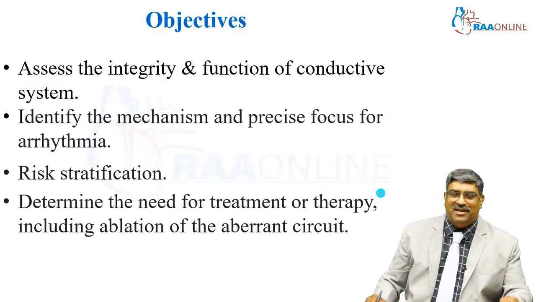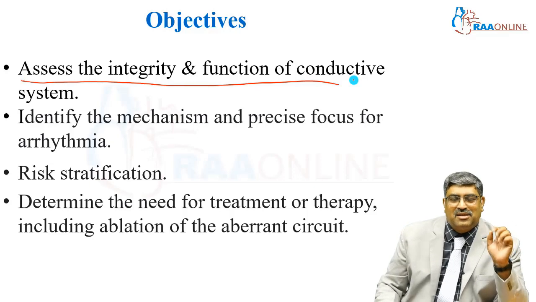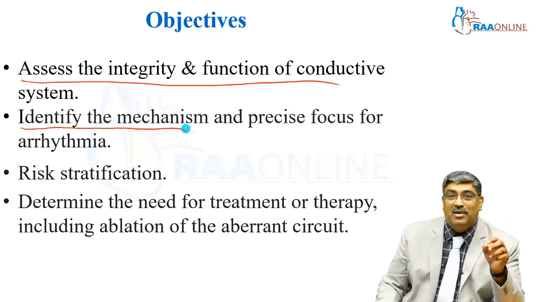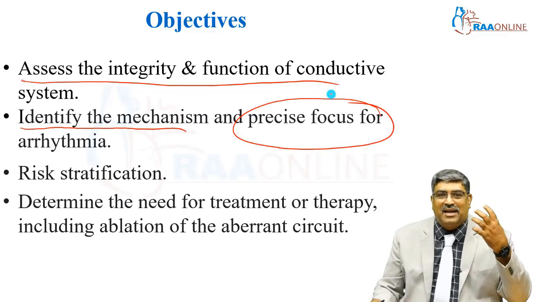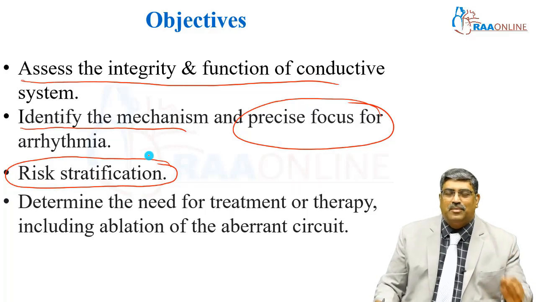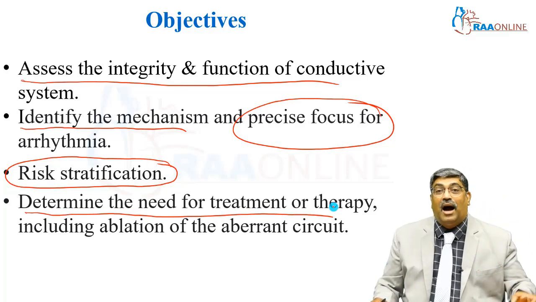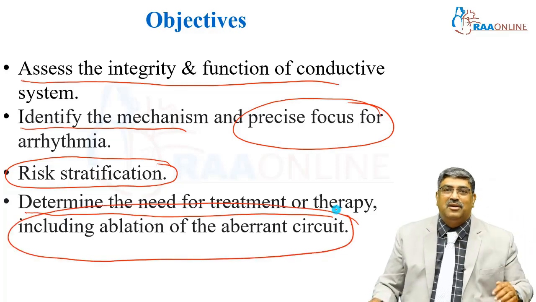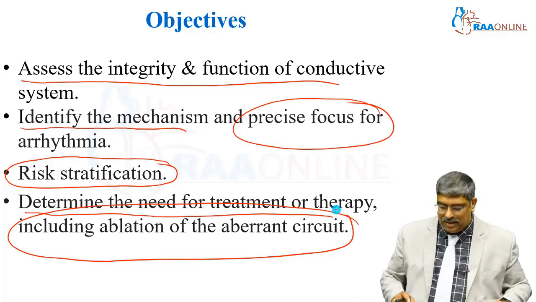The objective of EP study is to assess the integrity and function of the conduction system of the heart. The next main objective is to identify the mechanism and to locate the exact focus where the arrhythmia is arising from. Risk stratification is the third objective, and the last important objective is to determine the need of treatment: whether treatment is required, and if treatment is required, whether ablation prevents the aberrant circuit, whether your treatment is perfect or not. That itself you can identify in the EP study.